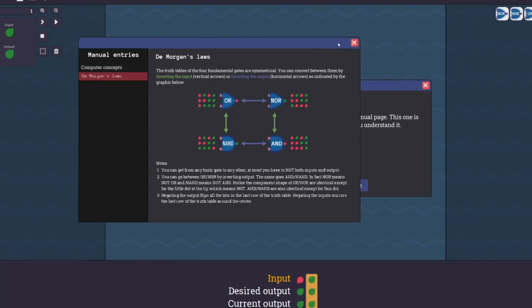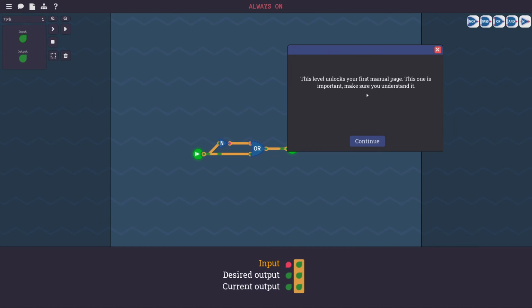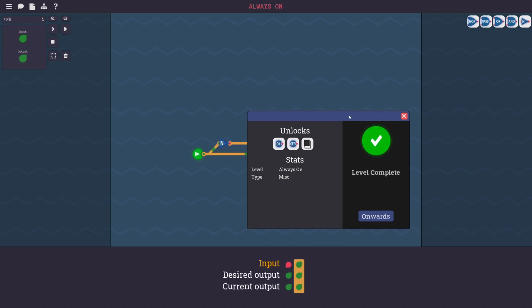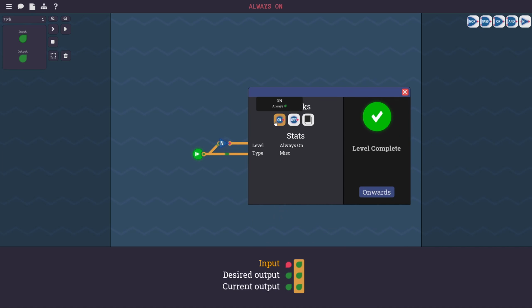So, all right, cool. De Morgan's laws. I learned that in college. Unlocks: On, always on, and off, always off. Okay, so we get some just signal values that we get to input here. And we get a manual entry.